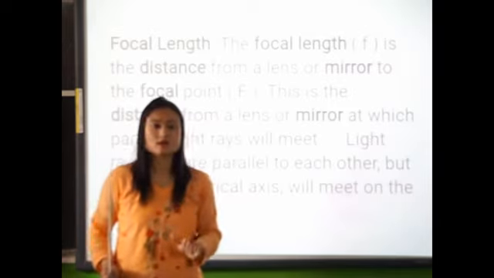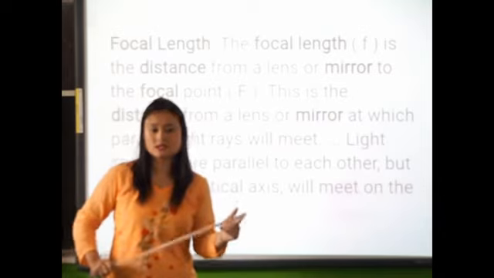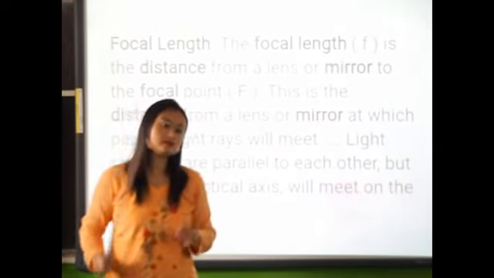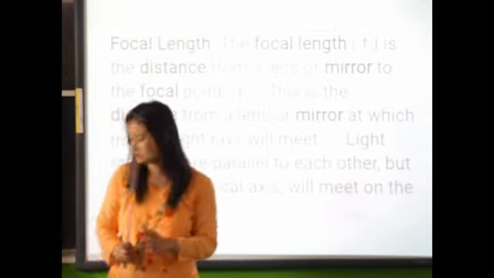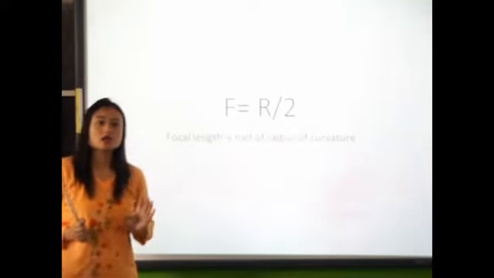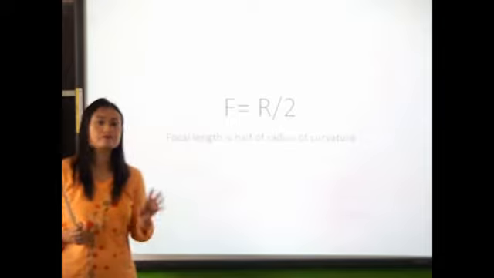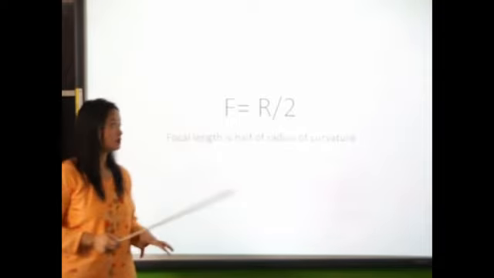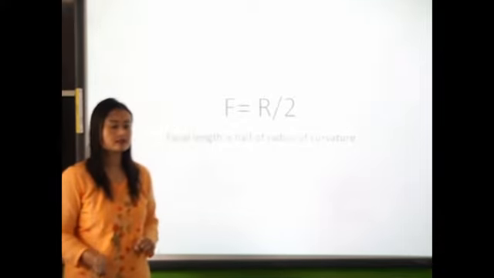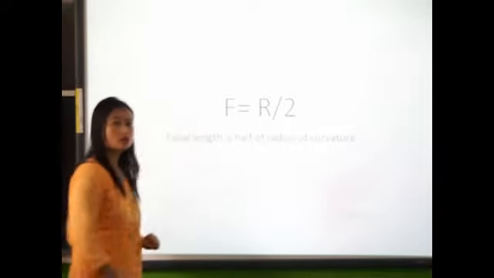Please know the difference. Radius of curvature means the distance between C and P. And focal length means the distance between F and P, that is focus and pole. And there is a relationship between focal length and radius of curvature. The relation is that focal length is always half of radius of curvature.